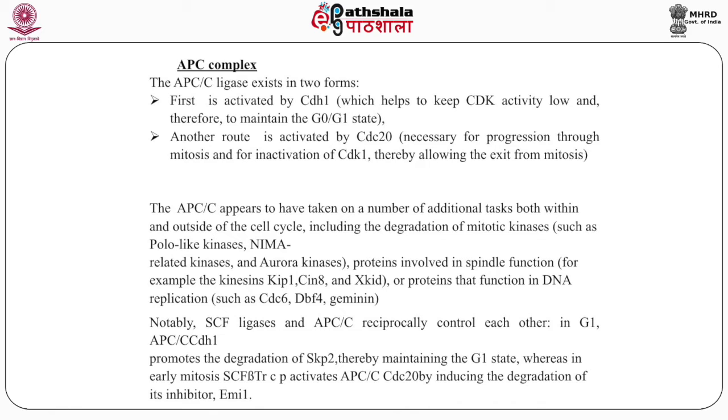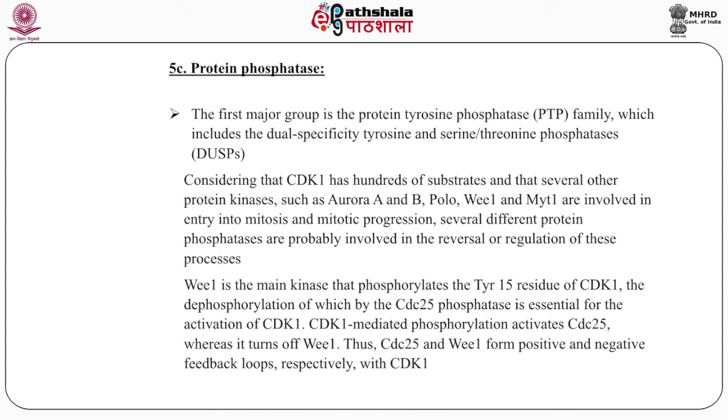Notably, SCF ligases and APC reciprocally control each other. In G1, APC CDH1 promotes the degradation of SKP2, thereby maintaining the G1 state, whereas in early mitosis, SCF phosphorylation activates APC CDC20 by inducing the degradation of its inhibitor EMI1. Now coming up to the third internal regulator, which is the protein phosphatases family.